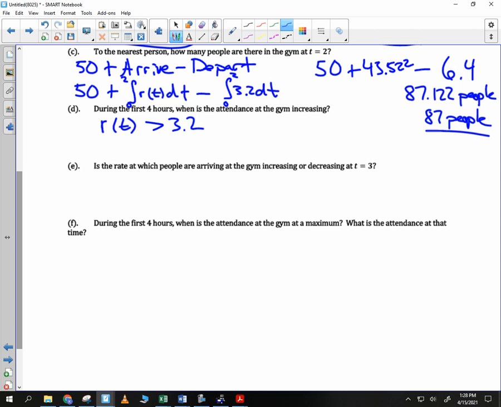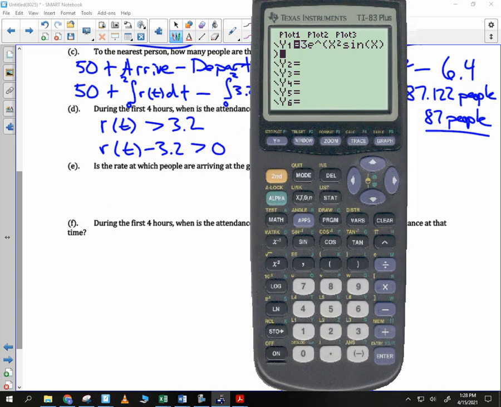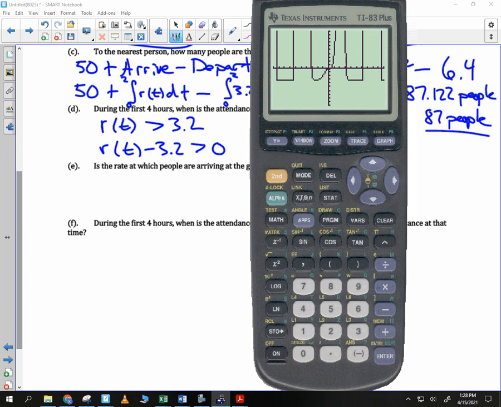Now, I can make that a really easy equation to solve. R of t minus 3.2 greater than 0. Oh, look at that. Do I have R of t plugged into my calculator? I sure do. I go into y equals, and I go minus 3.2. So I'm going to look for where that thing is greater than 0, above the x-axis, right? And it looks like from 0 to 4, it almost looks like it's always above the x-axis, doesn't it? Except for maybe right there, right at that beginning.